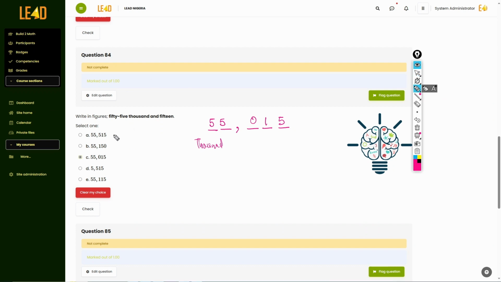Let me read out the others. 55,000. This here is 55,515. B is 55,150. D is 5,000, then 515. 5,515. E is 55,115.